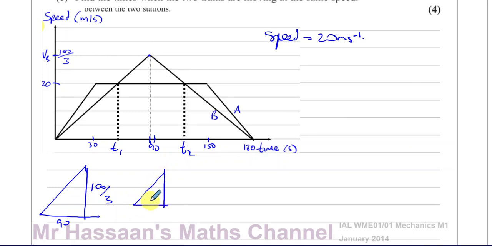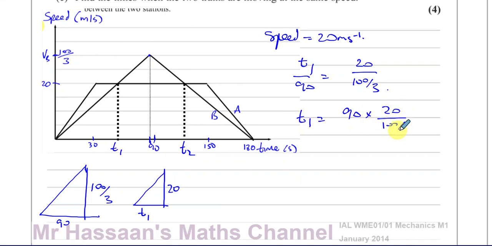So we can use similarity. We want to find what T1 is, and we know that this is 20. Using similarity, T1 over 90 is equal to 20 divided by 100 over 3. So T1 is equal to 90 times 20 over 100 over 3. That's time 1. So we can work out what that is.